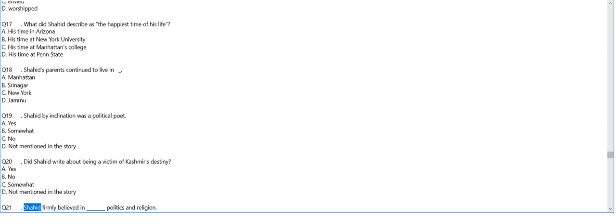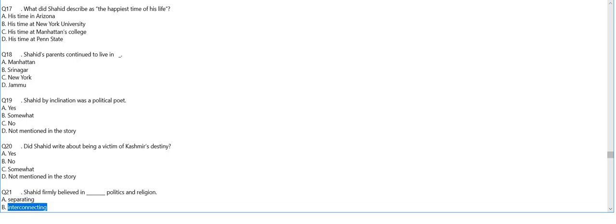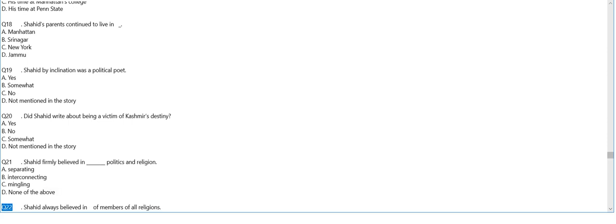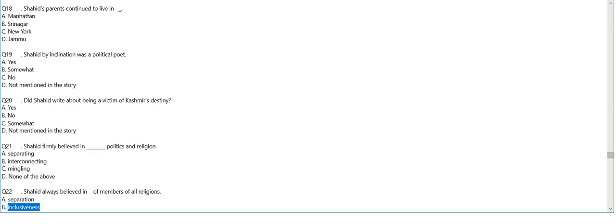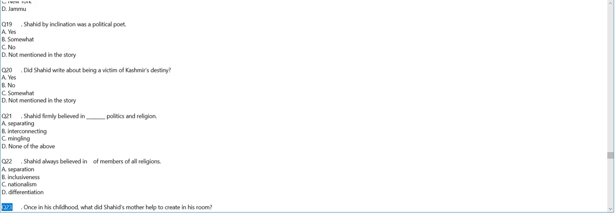Q21. Shahid firmly believed in politics and religion. A. Separating. B. Interconnecting. C. Mingling. D. None of the above. Q22. Shahid always believed in members of all religions. A. Separation. B. Inclusiveness. C. Nationalism. D. Differentiation.